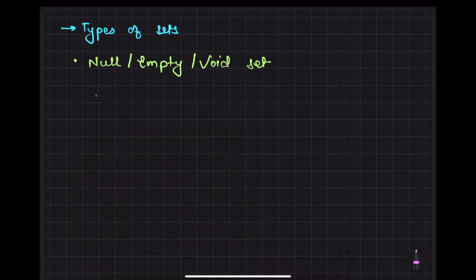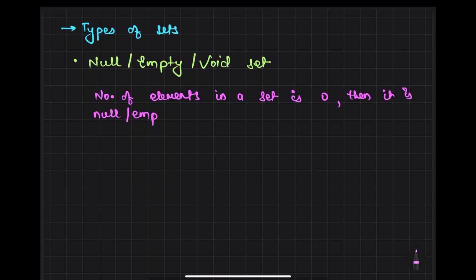Now, if the number of elements in a set is 0, then it is null, empty or void set. If the cardinality, meaning the number of elements in a particular set, is 0, then you can say that it is null set.